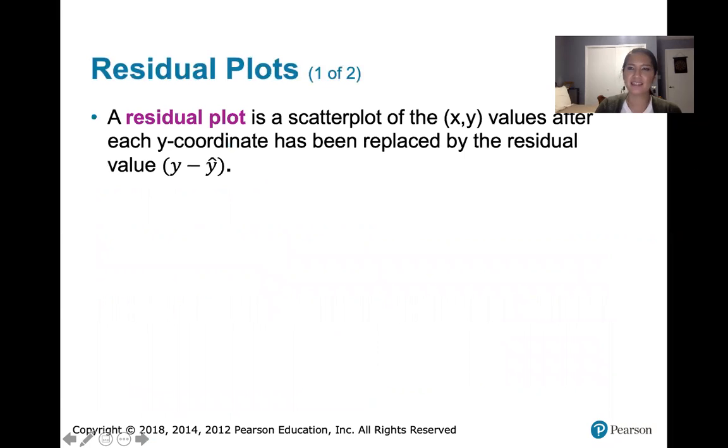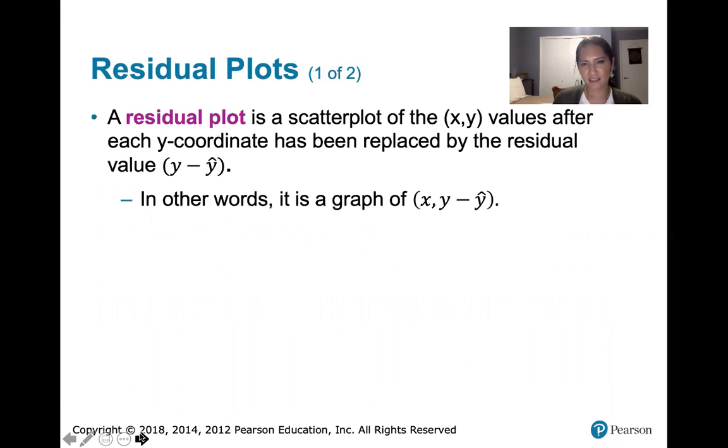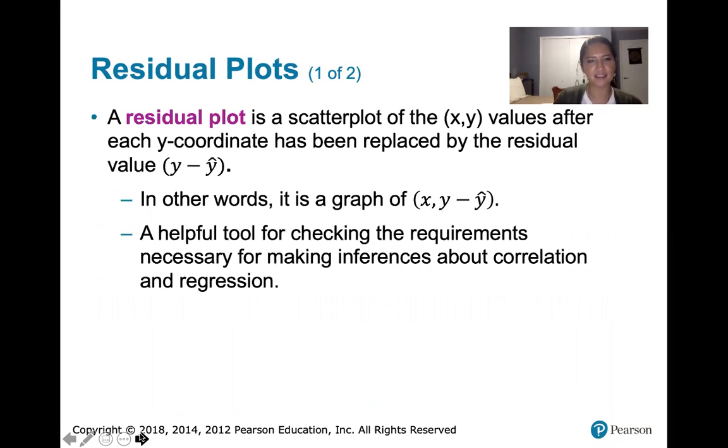A residual plot is a scatter plot, but instead of graphing the XY pairs, each Y coordinate has been replaced by the residual Y minus Y hat. Or in other words, the residual plot is a graph of the ordered pairs X and Y minus Y hat. This turns out to be a helpful tool for checking the formal requirements necessary for making inferences about correlation and regression.